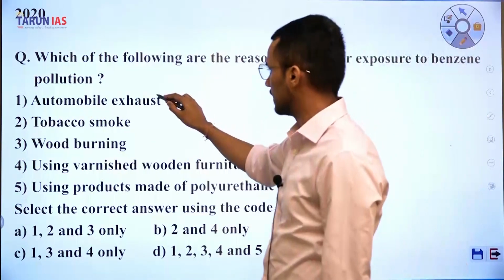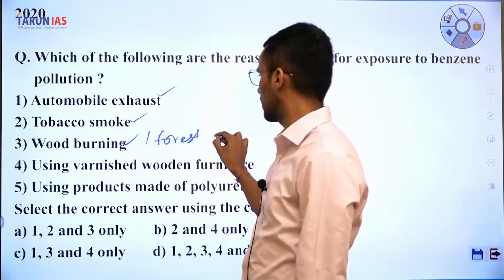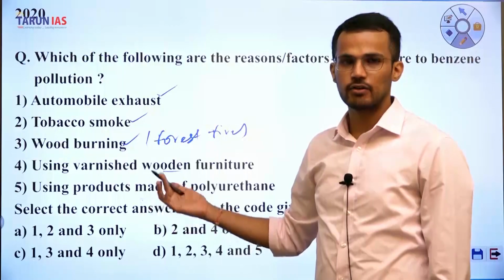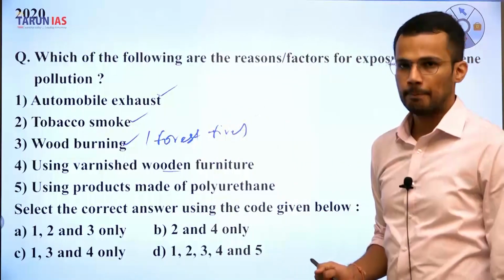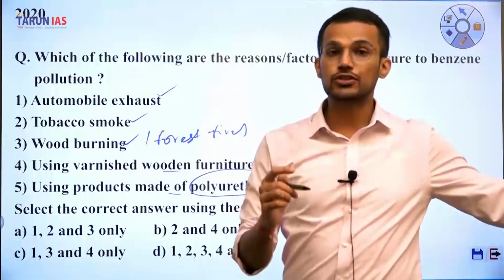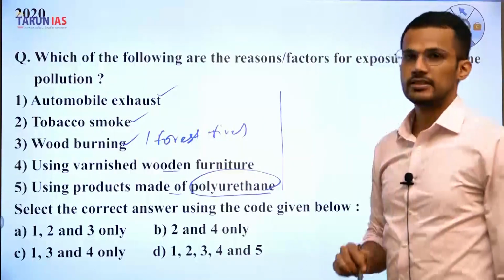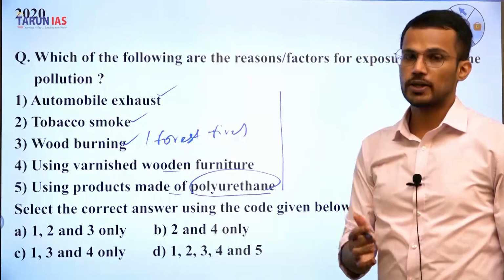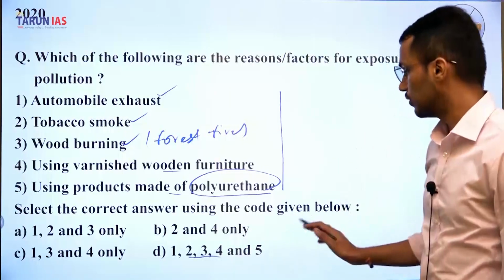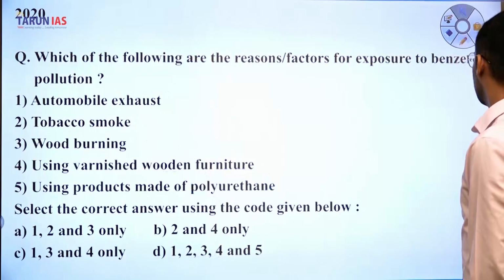So automobile exhaust, yes. Tobacco smoke, yes. Wood burning, that means forest fire, you can consider forest fire. Using varnished wooden furniture, we have seen that paints and varnishes contain benzene. Using products made from polyurethane also leads to pollution with respect to benzene. And that's why all these statements are true with respect to benzene pollution. And hence the answer is 1, 2, 3, 4 and 5, mentioned in D. Right? So that is the first question from 2020.